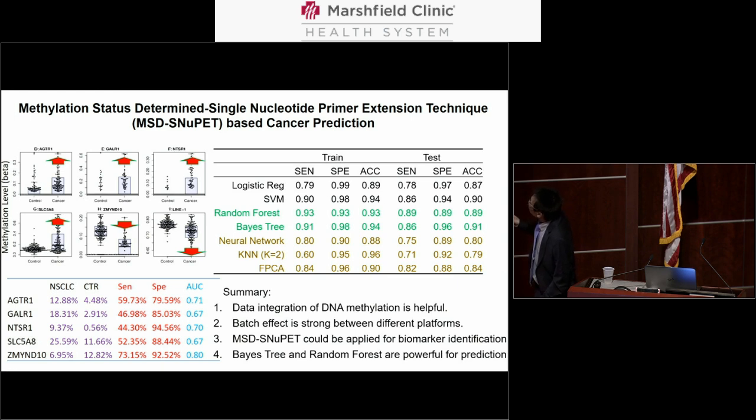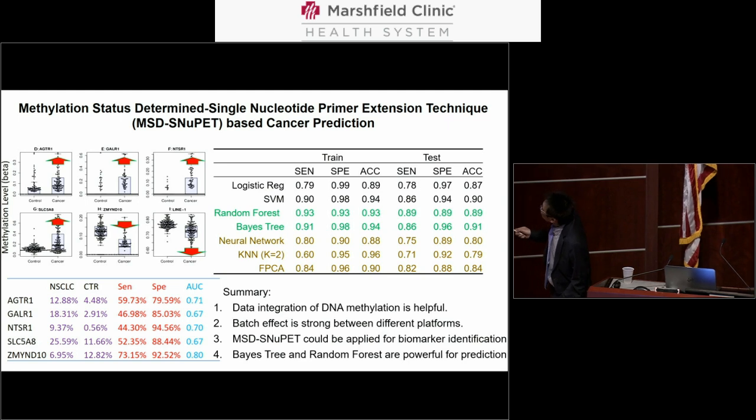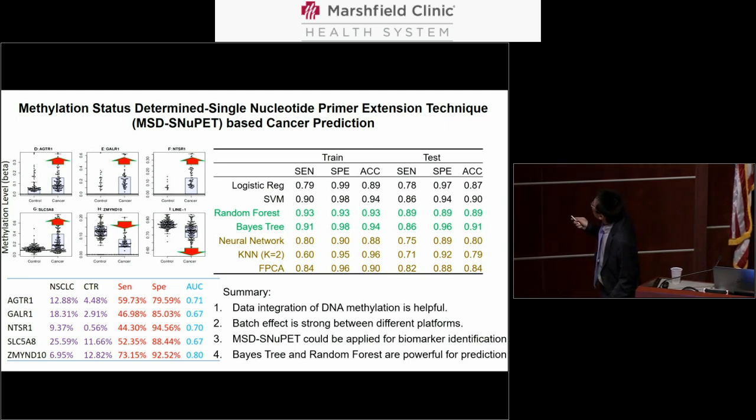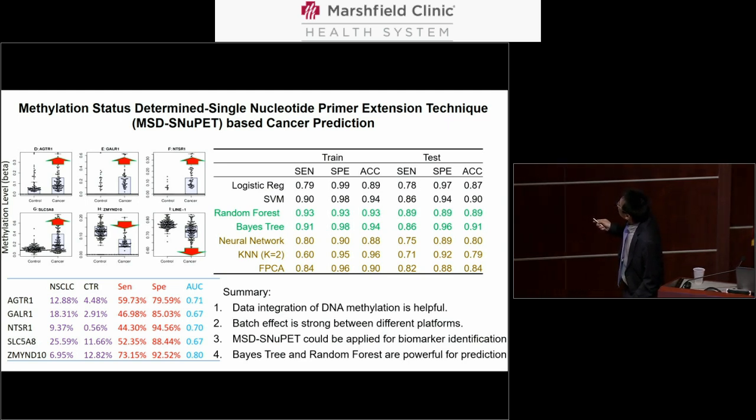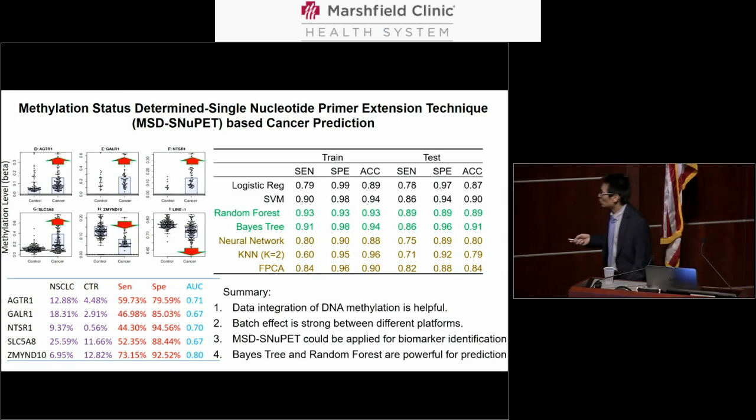And for the model we observed on the training side, we noticed on the test side the accuracy is still very good. For example, using the Bayes tree, we found the sensitivity is 0.86 and the specificity is 0.96. It's very high actually. The accuracy is 0.9. So we think in this way we can find some very interesting biomarkers in the diagnosis panels.